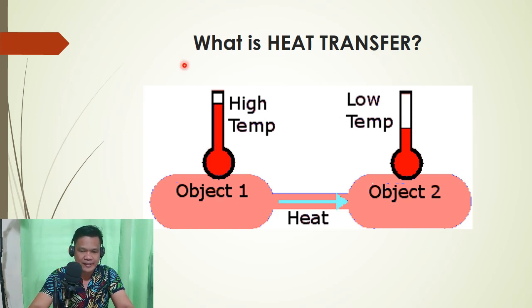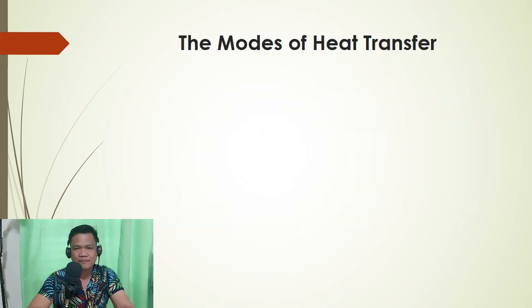If you try to look at this illustration on this slide, we have here two objects. We have object 1, which has a high temperature, and object 2, which has a lower temperature. In this illustration, you will observe that the heat is transferred from the first object to the second object, or the heat is being transferred from the object of higher temperature to an object of lower temperature. Okay?